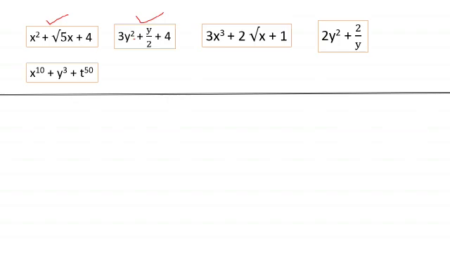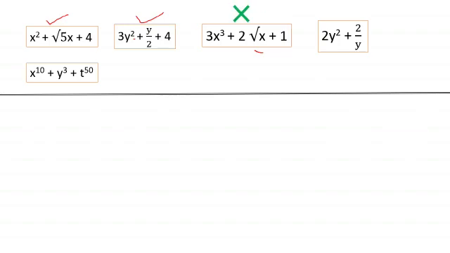Now let's take the third expression: 3x cubed plus 2 root x plus 1. It's something fishy. In the second term, we find root x. Root x means x raised to the power 1 by 2, which is a fraction. An exponent cannot be a fraction; it should be only a whole number. So this algebraic expression is not a polynomial.